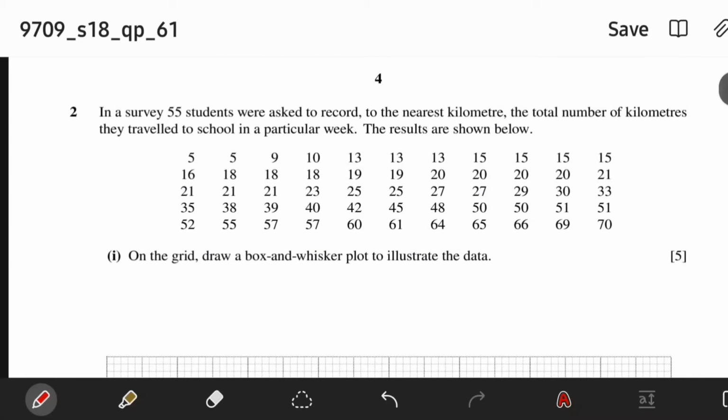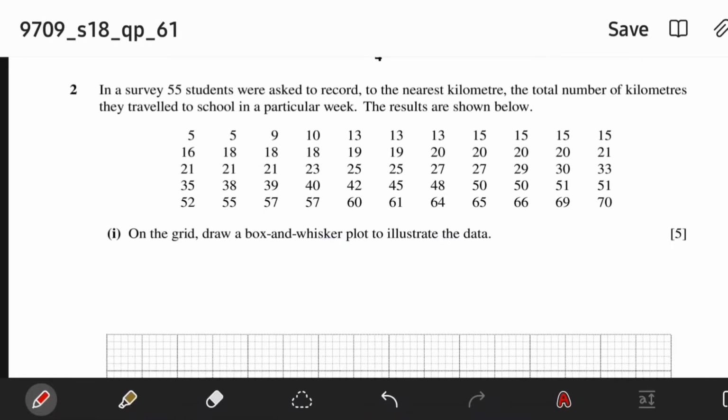In a survey, 55 students were asked to record to the nearest kilometer the number of kilometers they traveled to school in a particular week. The results are shown below. On the grid, draw a box and whisker plot to illustrate this data.